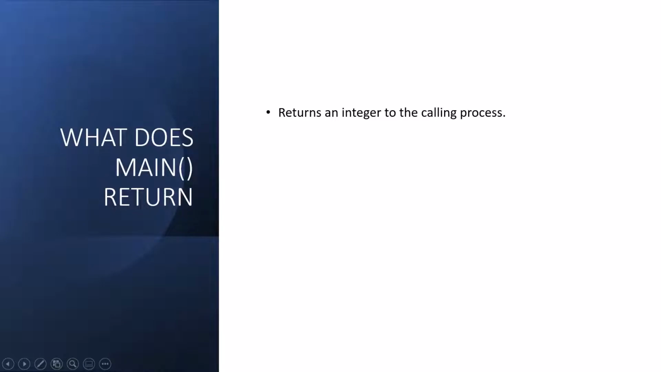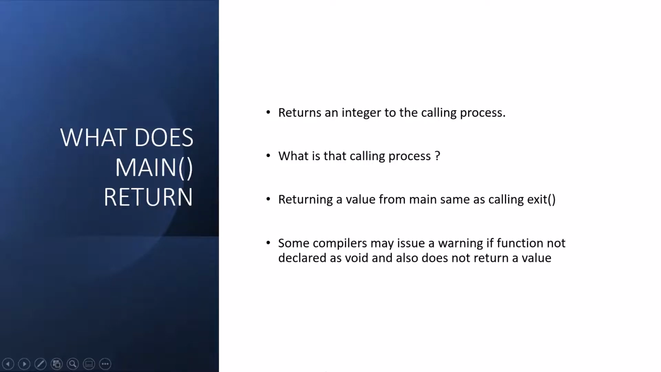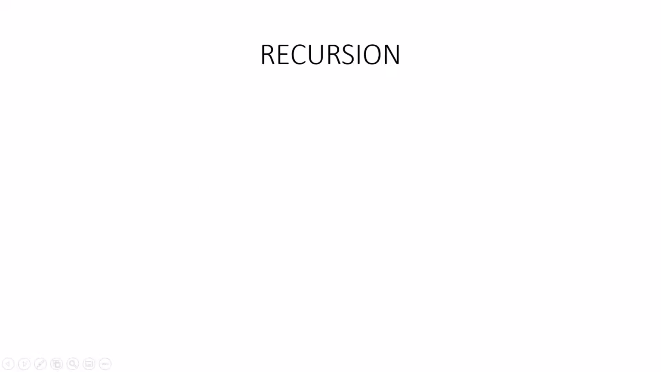Returns an integer to the calling process. But what is the calling process? That's the operating system. Returning a value from main is the same as calling exit. Therefore, we have 0 when our main function runs successfully, and we have a different value if it is not successful. Some compilers may issue a warning if function is not declared as void and also does not return a value. But the compiler we are working on gives us a warning if we do not declare main as returning an integer type. Coming now to recursion.